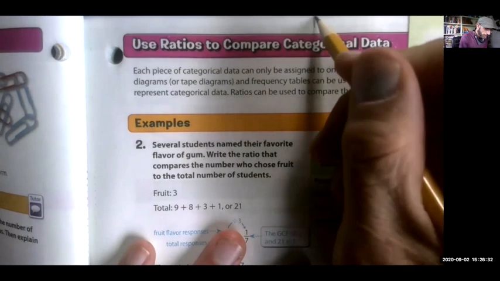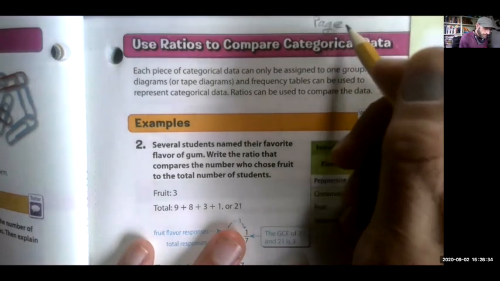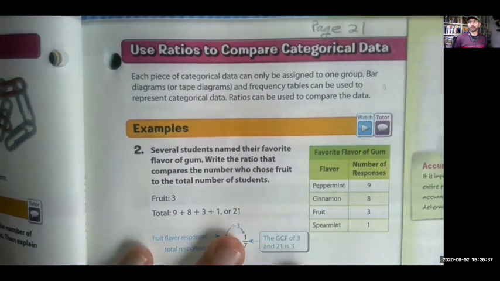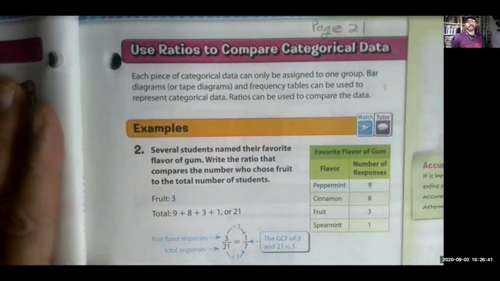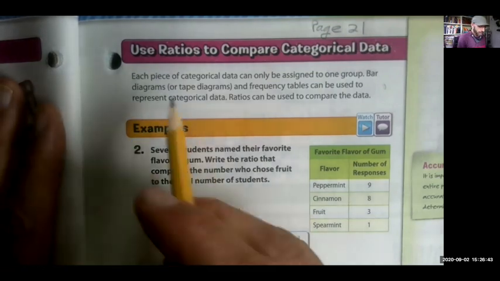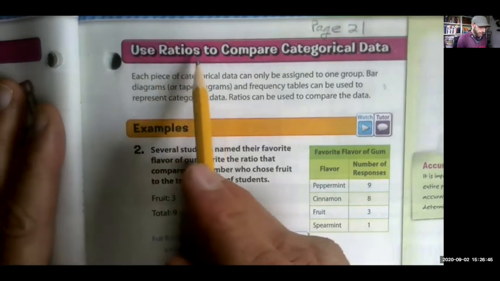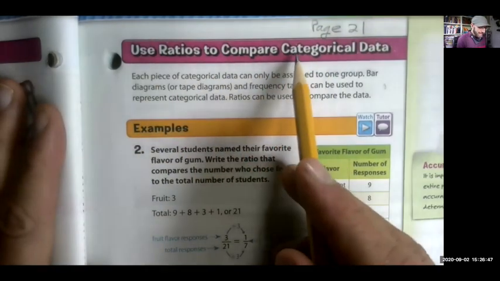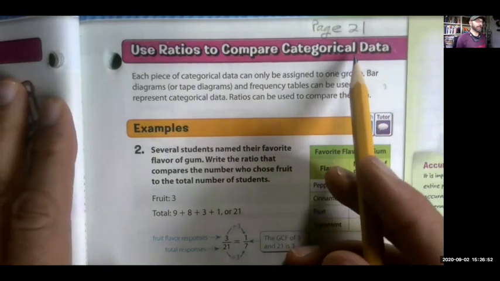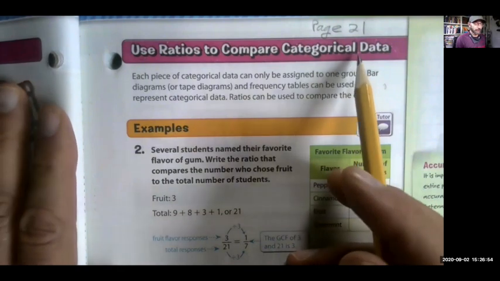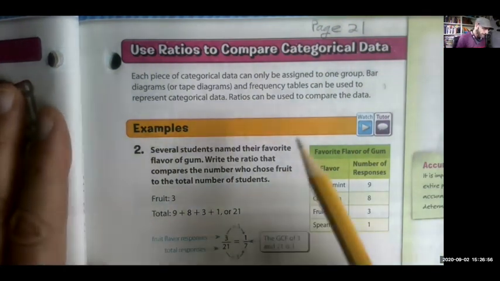So I'm going to just write page 21. If you are not on page 21, please go there right now. Ready, go. All right, so we have some big words here. Look at this, it says use ratios to compare categorical data. Now raise your hand if that sounds like something that you don't know what the heck they're talking about. Me? Okay, so let's see if we can figure it out.